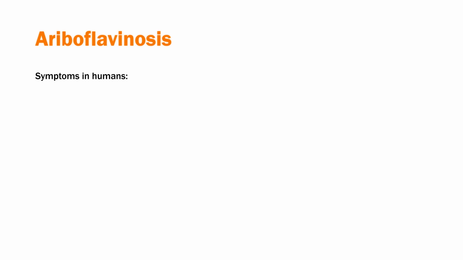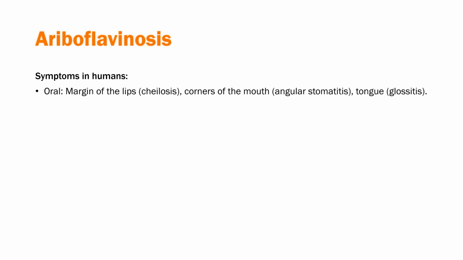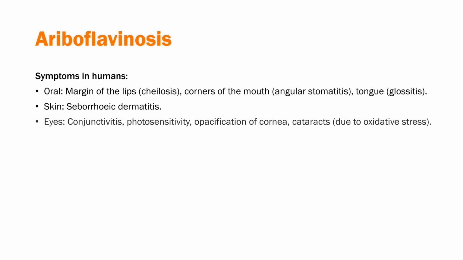particularly those with high cell turnover and oxidative stress. The most destructive findings are seen in the mouth, where it causes inflammation of the margin of the lips, corners of the mouth, and inflammation of the tongue. More severe deficiency can cause inflammation of the skin. In the eyes, it can cause photosensitivity, conjunctivitis, opacification of the cornea and lens. FAD is required for heme synthesis, so it can cause anemia, which is typically normocytic and normochromic.